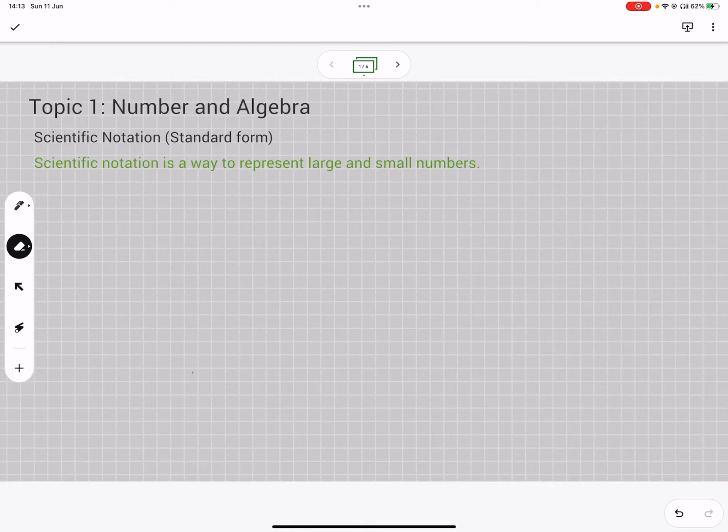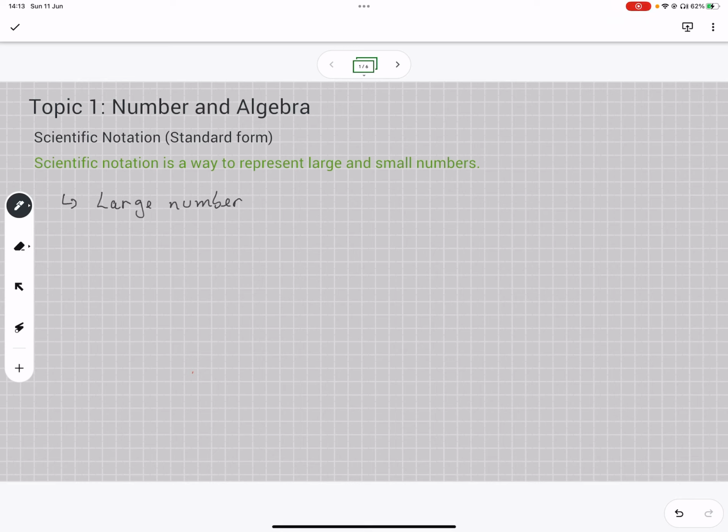Unit 1, Topic 1.1, Operations with Numbers in Scientific Notation, which can also be called standard form. So what is scientific notation? Scientific notation is a way to represent large and small numbers. So what is a large number?